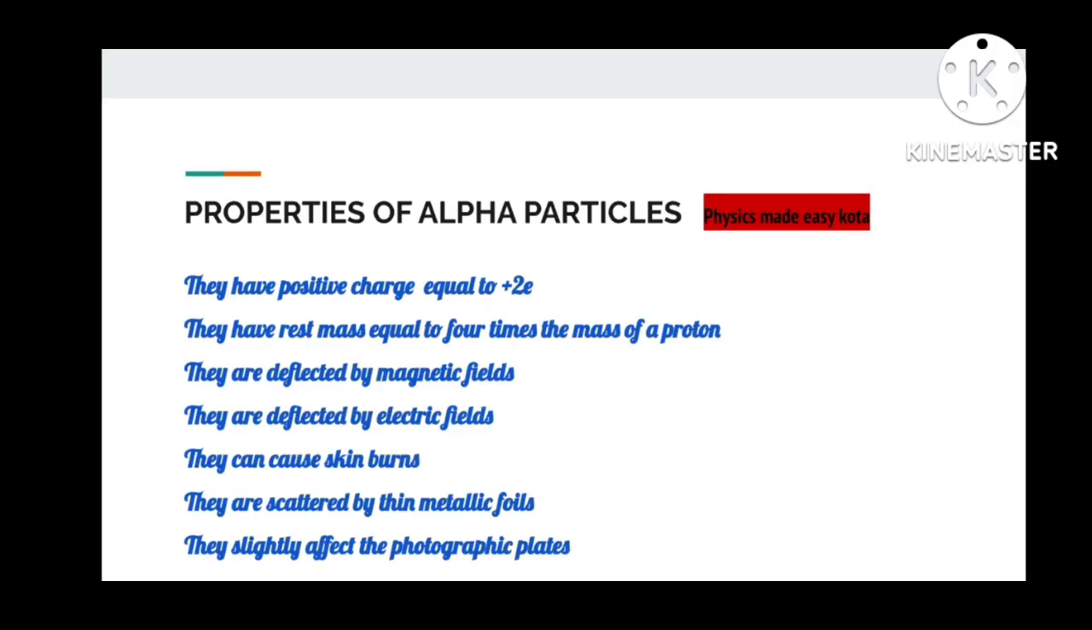During the process of radioactivity, some of the rays get deflected. Positively charged rays are the alpha rays, and the alpha particle is equivalent to the helium nucleus, that it contains the two protons and the two neutrons. Here are some properties: they have a rest mass equal to 4 times the mass of the proton.